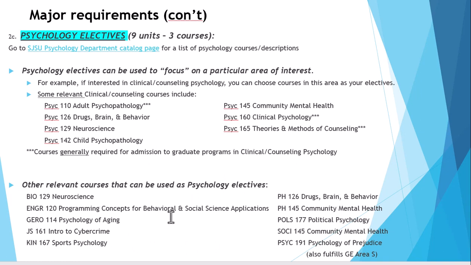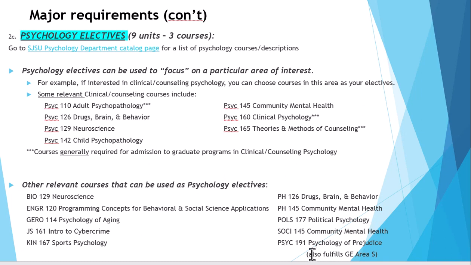So for example, there's an engineering class that teaches students about programming for the behavioral and social sciences. So that's an interesting course. Teaches you about how to use certain kinds of computer applications and programming that would help you if you're interested in finding a job in technology. Here's a sports psychology class that's really interesting. There's a course on drugs, brain and behavior, political psychology.